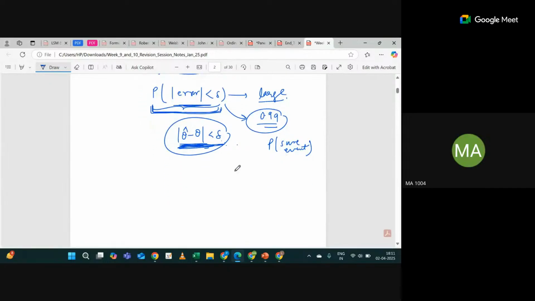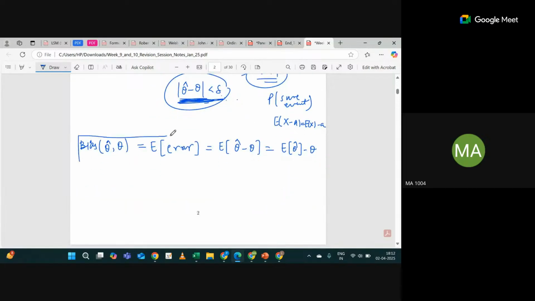Okay. Now, another thing is called bias. We have defined the bias of an estimator. How will you find the bias of an estimator? Bias is nothing but the expected value of the error. And what is the error? Expected value of theta hat minus theta. Since theta is a constant, the expected value of x minus a can be written as the expected value of x minus a. This is the definition of bias. So bias and all these are very important.